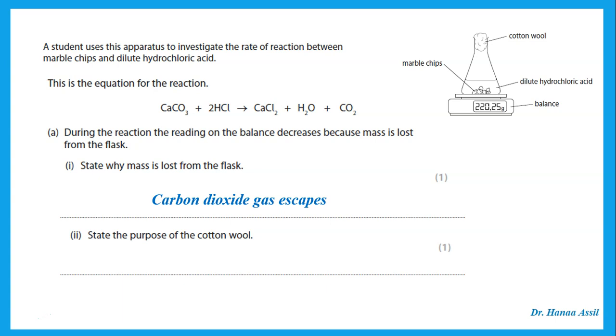What is the purpose of the cotton wool? Why do we need a cotton wool at the mouth of the flask? Remember, we cannot close it completely with a bung because we want the carbon dioxide gas to escape, but we should not leave it open because remember that any solution that is giving out a gas would bubble over, so we want to prevent loss of solution by splashing.